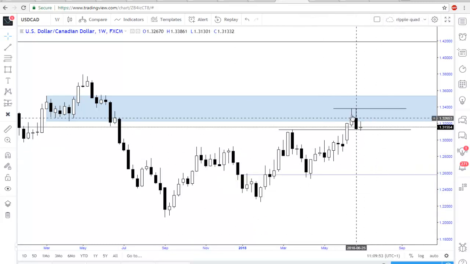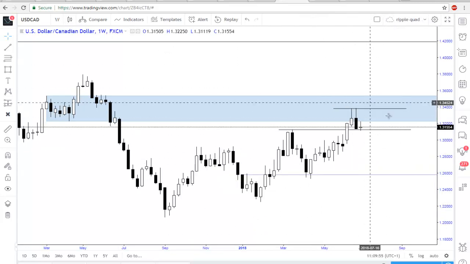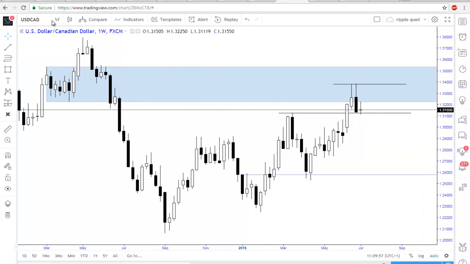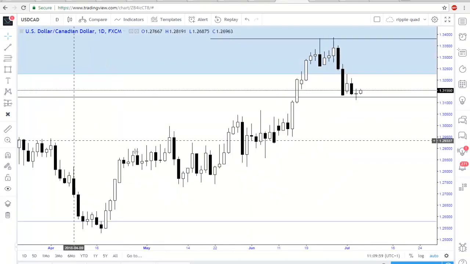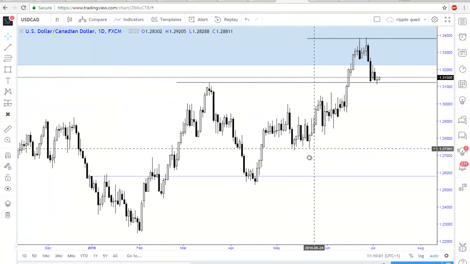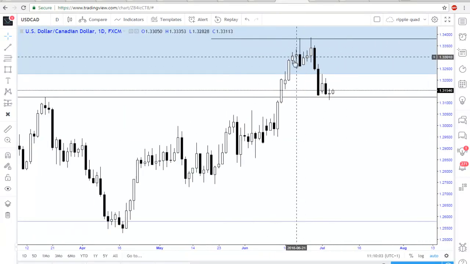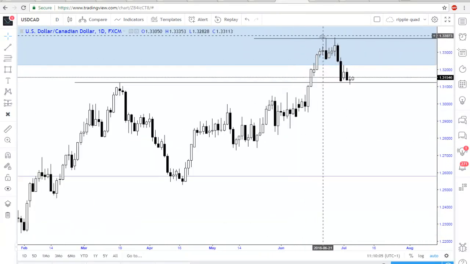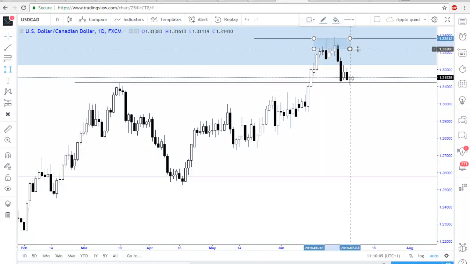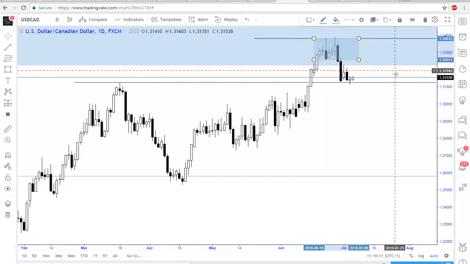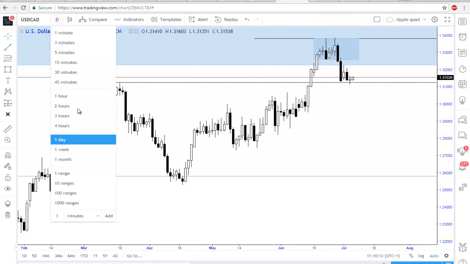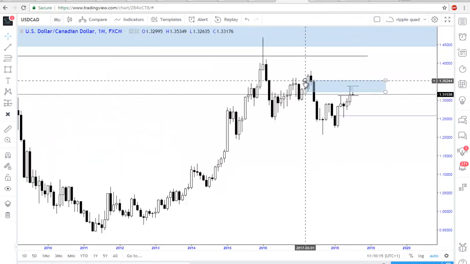So let's break it down further. We're on the weekly now. Let's break it down further to the daily. Now on the daily we can see we've pushed up. There's consolidation here. So this consolidation here. Let me just get rid of this breaker, because I have to keep the charts as clean as possible.